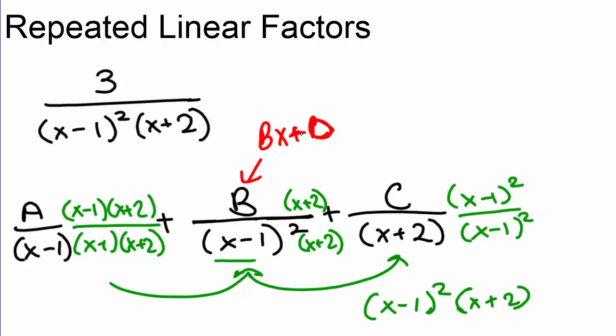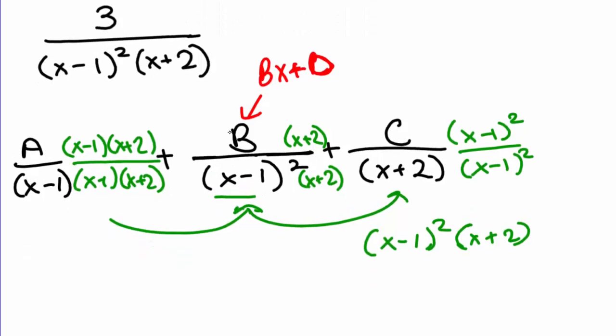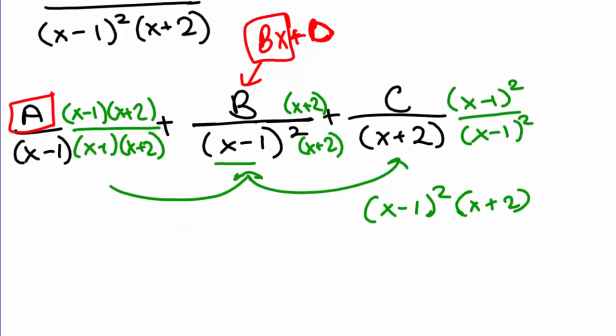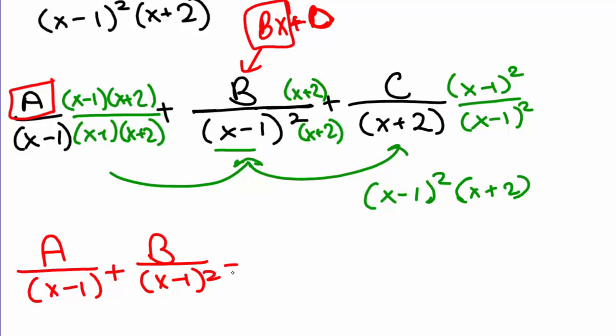Well, if it were linear, it turns out that you could actually simplify it and rewrite it so that this part of the fraction was actually included over here in the x minus 1 term. So it turns out to be sufficient algebraically to write them in this form: A over x minus 1 plus b over x minus 1 squared plus c over x plus 2.